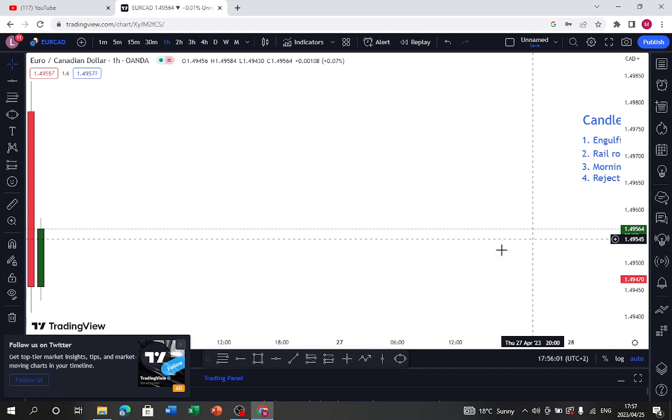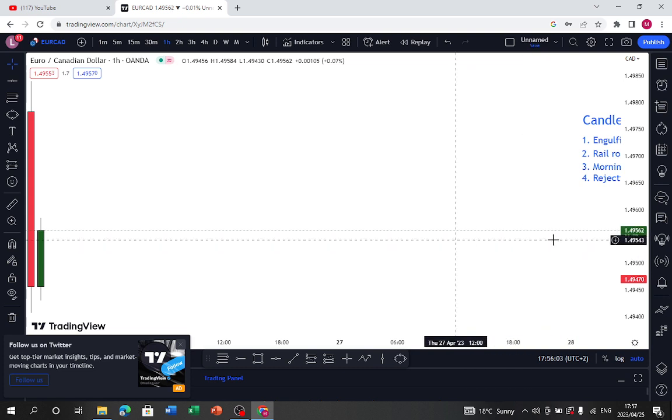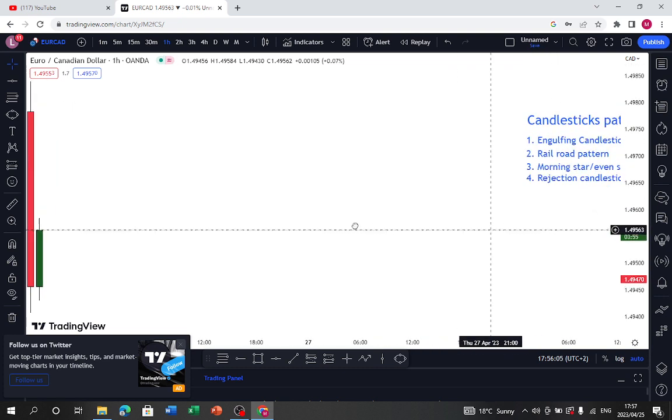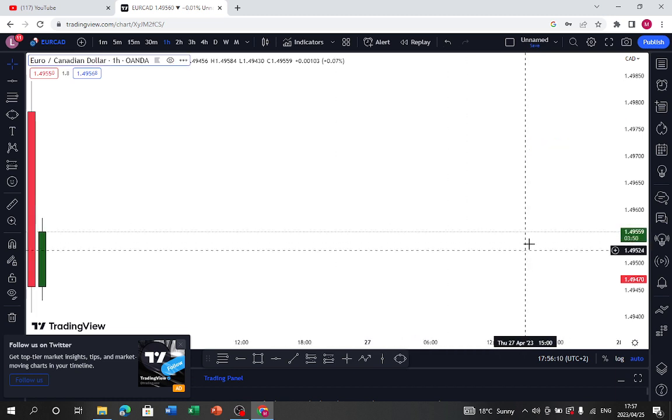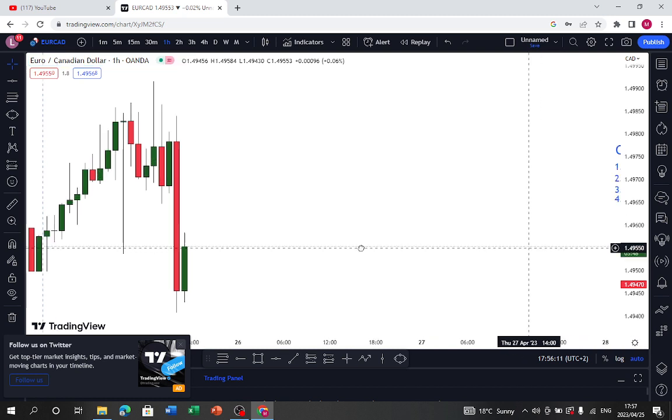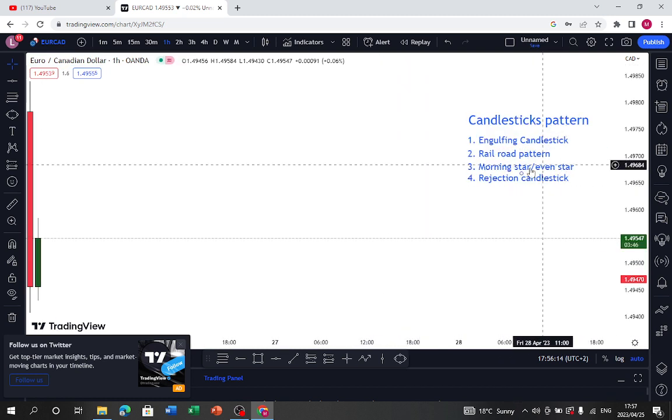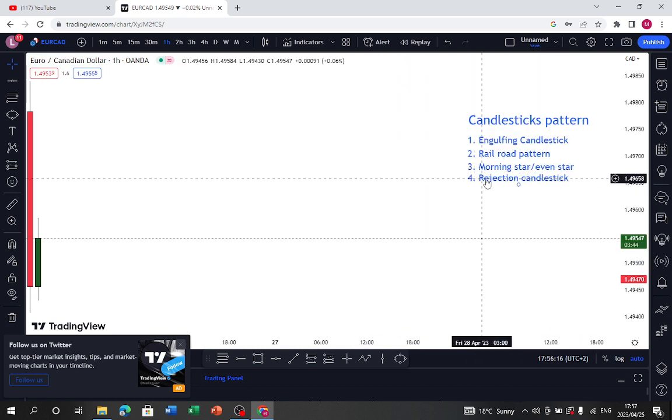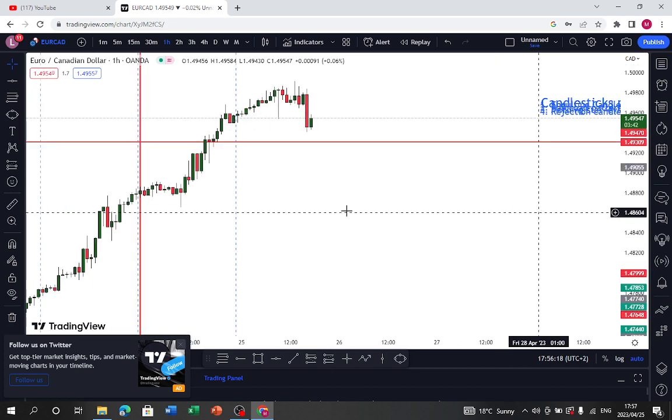So after a railroad, let's just head over to a rejection candlestick, because I'm gonna spend more time looking for a morning star or evening star. Let's just do this rejection candlestick.